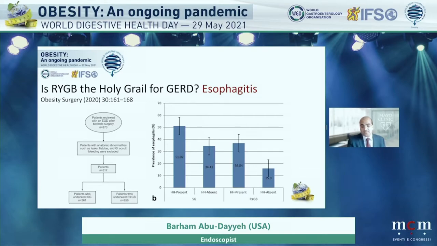This is a cross-sectional study of about 870 patients. About 256 underwent a Roux-en-Y gastric bypass and had endoscopy a few years after the procedure. You could see that acid reflux or the presence of esophagitis was present in about a third of the cohort, and that's heavily confounded by the presence of a hiatal hernia.